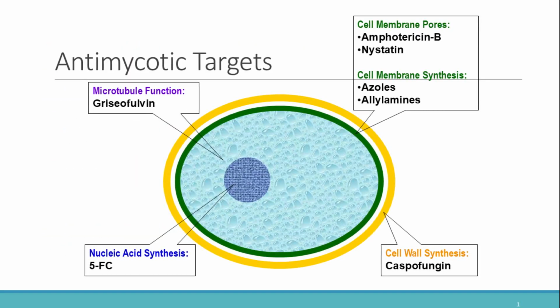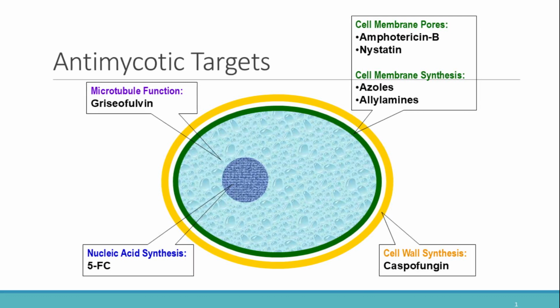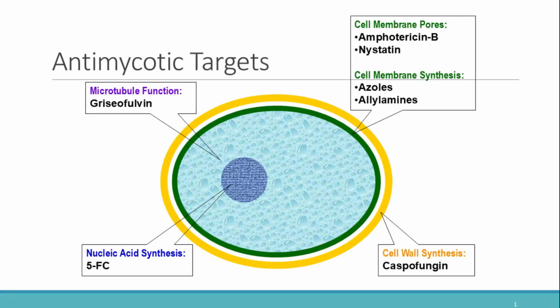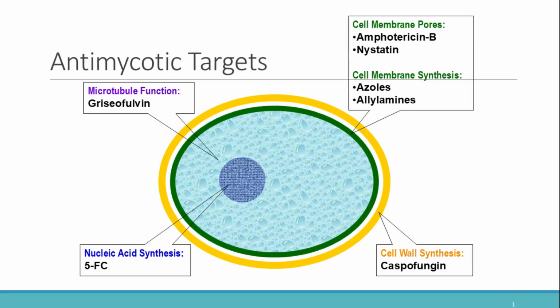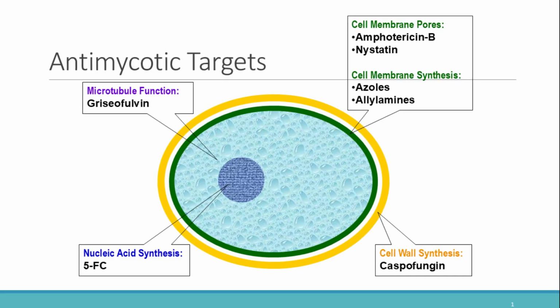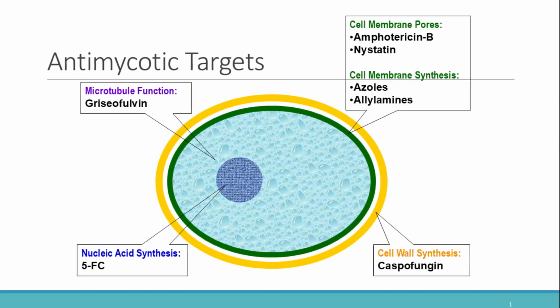Alternatively, the drugs can be classified in four groups according to antimycotic targets or mechanism of action, as shown in this diagram, namely, cell wall synthesis inhibitors, drugs with action on cell membrane, drugs causing microtubule function disruption, and nucleic acid synthesis inhibitors.